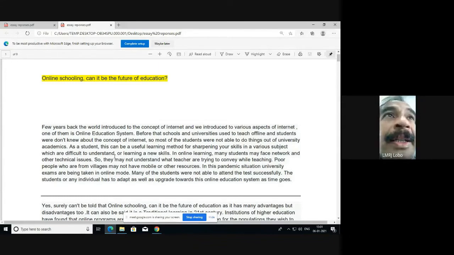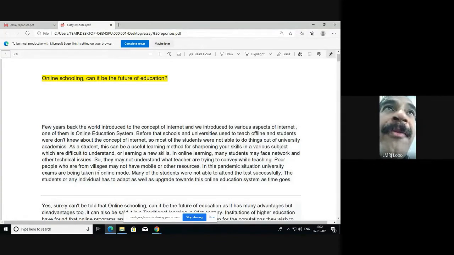"As a student, this can be a useful learning method for sharpening your skills in." Why are you using this here, unwanted? Your skills in various subjects, or various technical issues. So there is confusion in drafting your sentence here. "So they may not understand what the teacher," again here "the" is required, "what the teacher is trying." You're talking in the present tense about a particular teacher, so the auxiliary verb is required here. What the teacher is trying to convey while teaching.